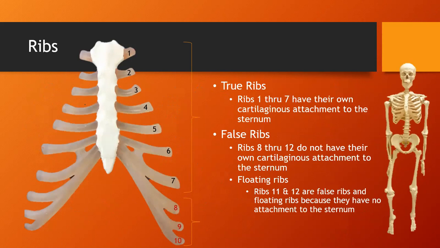All right, 23, list the functions of the thoracic cavity. Your first bullet is that it protects vital organs of the thoracic cavity. Second bullet is that it supports shoulder girdles and upper limbs. Your third bullet is that it provides an attachment site for muscles of the neck, back, chest, and shoulders.